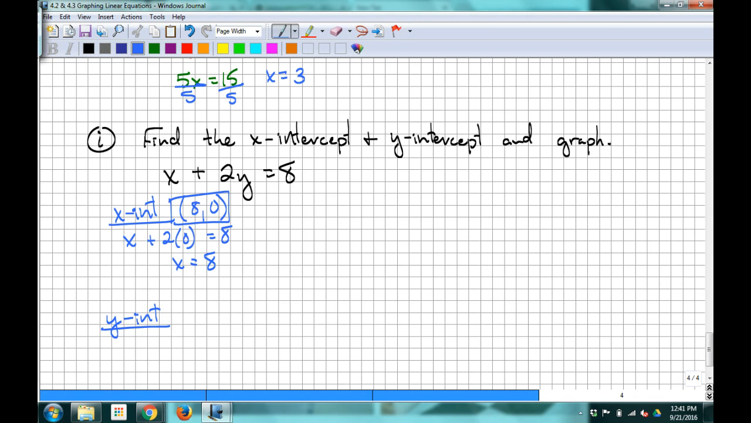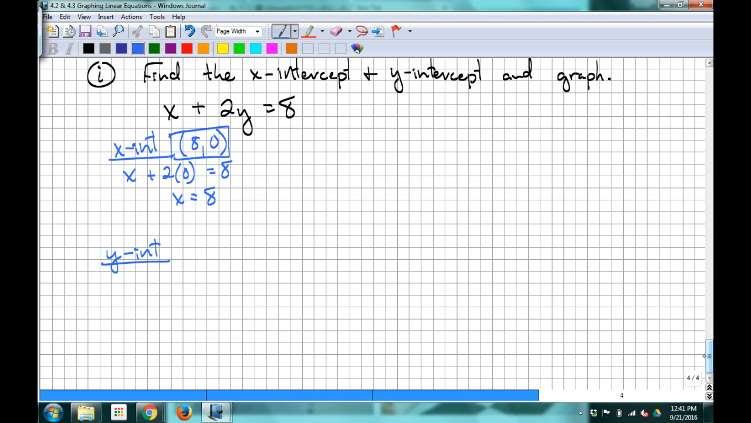Let's find the y-intercept. Where do I put the 0 if I'm trying to find a y-intercept? In the place of x. 0 plus 2y equals 8. Well, that's just 2y equals 8. Now what? Divide by 2. Y is equal to 4. So the ordered pair would be (0, 4).